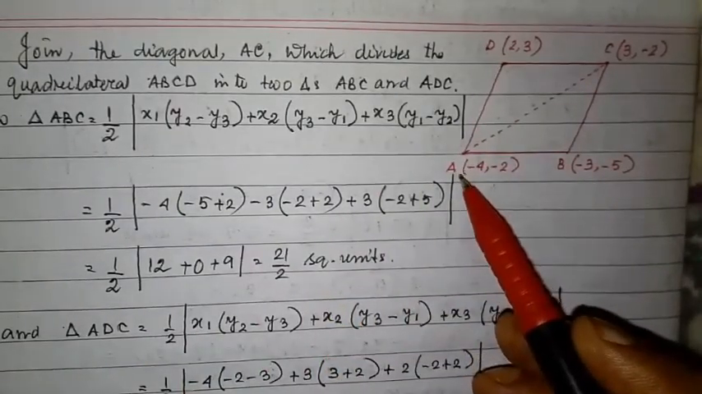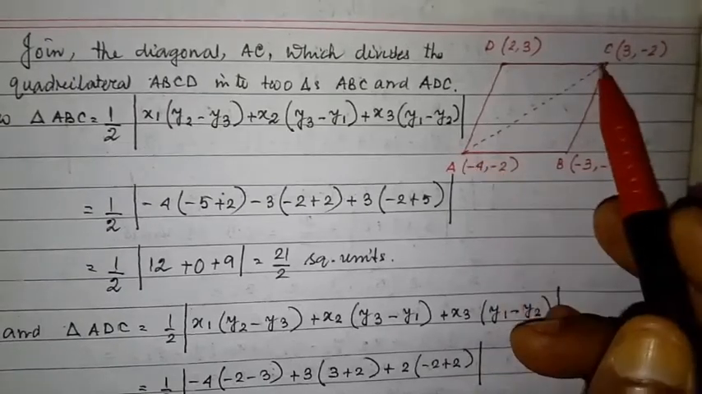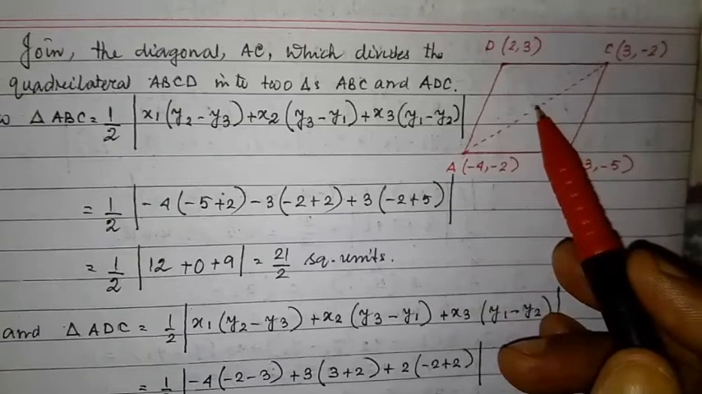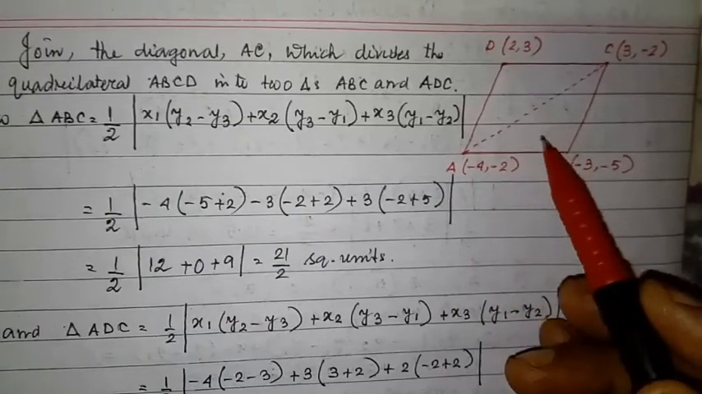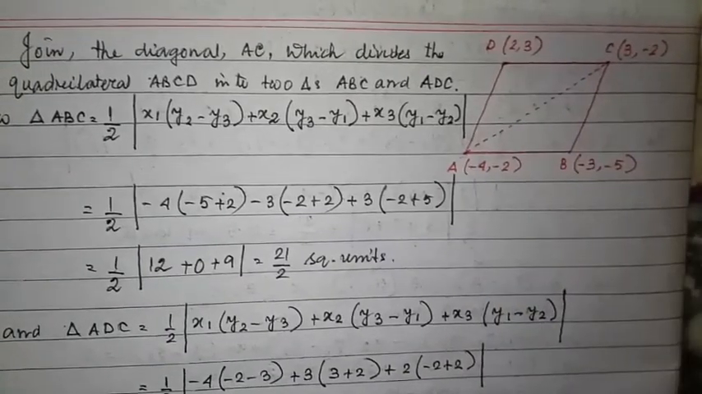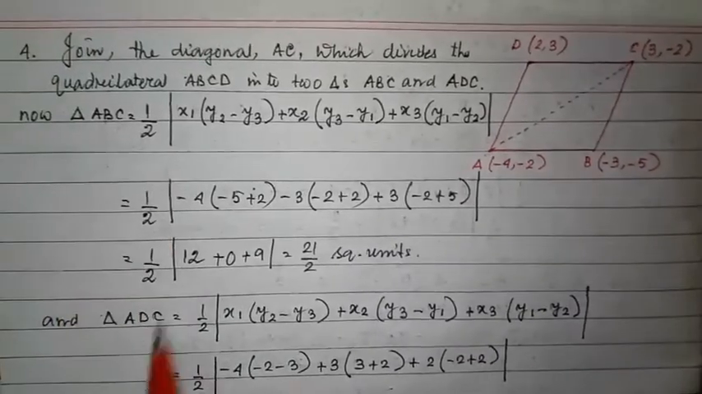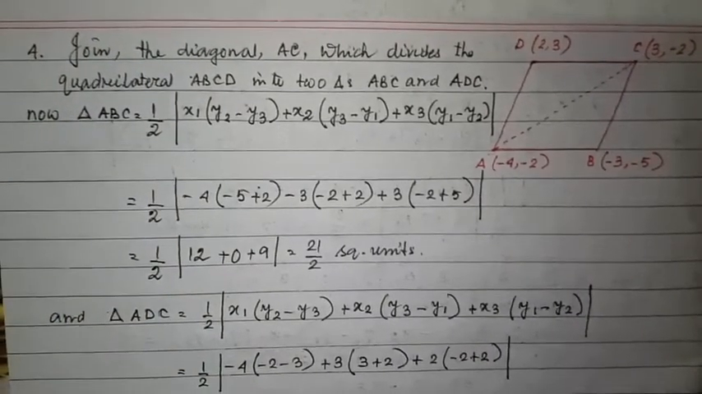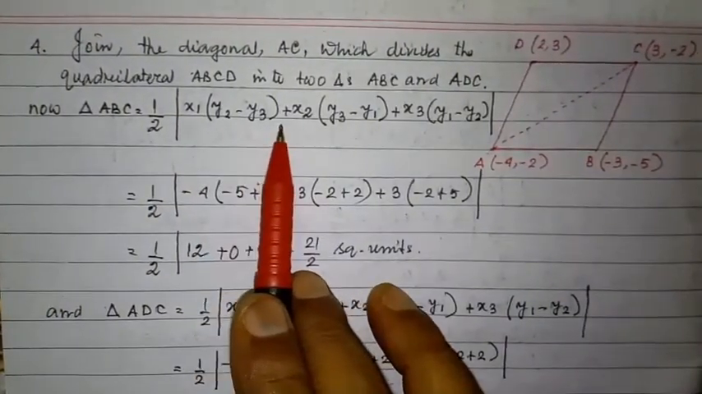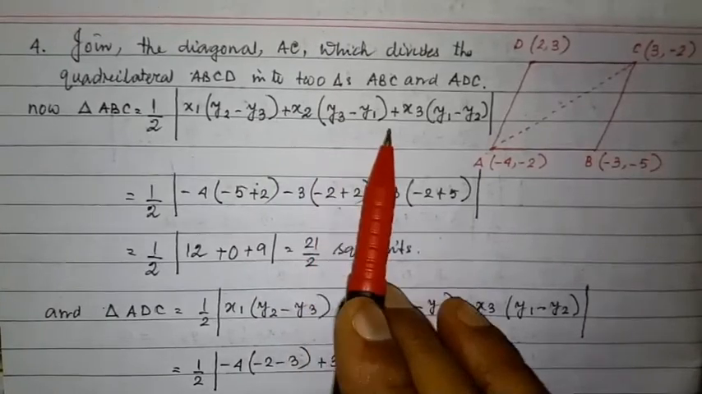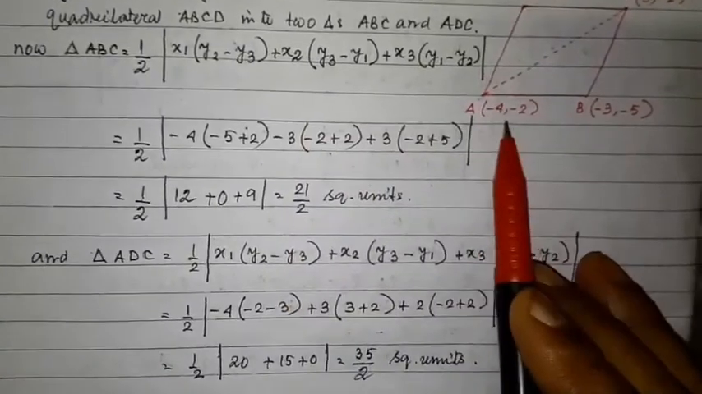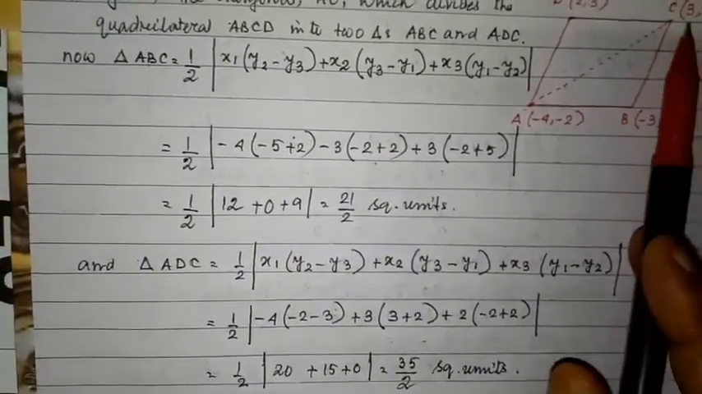And for construction, what we have to do? Join AC, the diagonal AC. The diagonal AC divides the quadrilateral ABCD into two triangles ABC and ADC. Now area of triangle ABC is equal to half modulus x1 (y2 minus y3) plus x2 (y3 minus y1) plus x3 (y1 minus y2), according to the formula. Let us put down the values, say x1, y1, x2, y2, x3, y3.